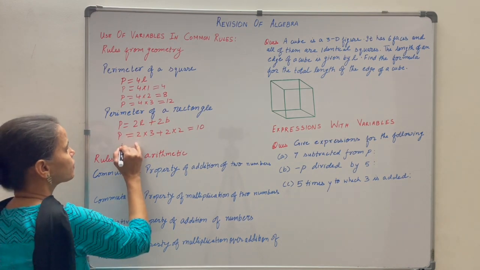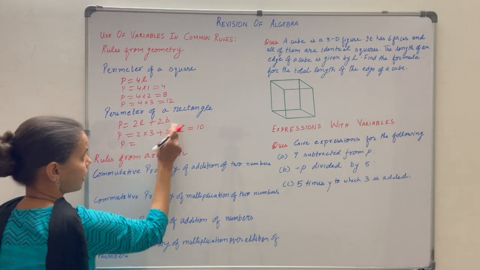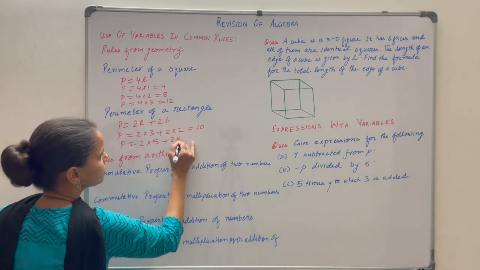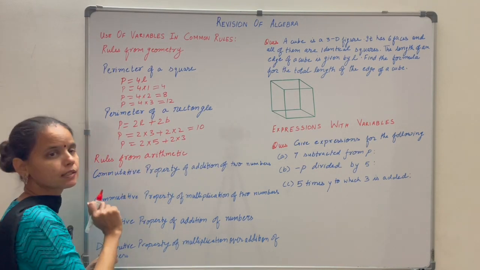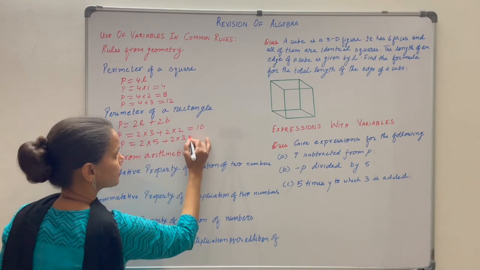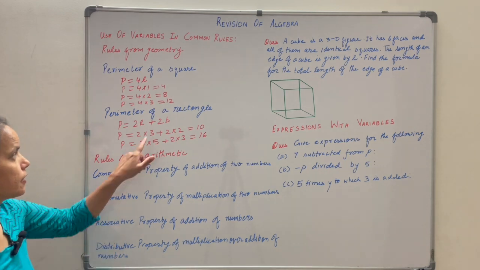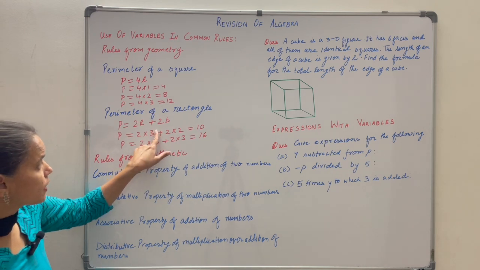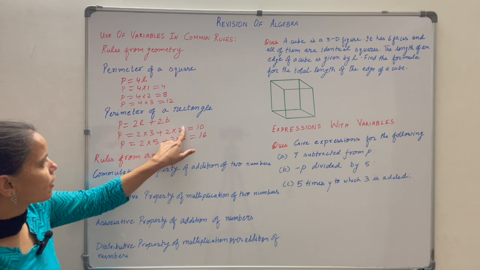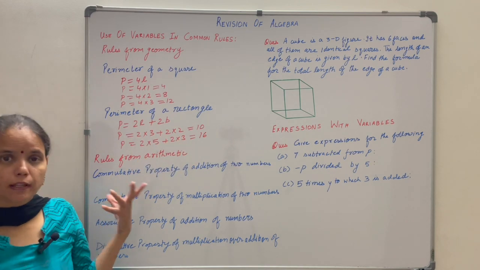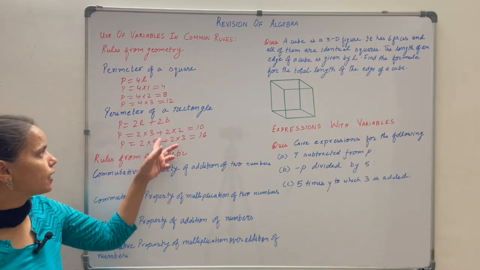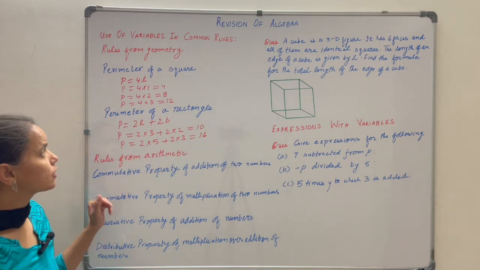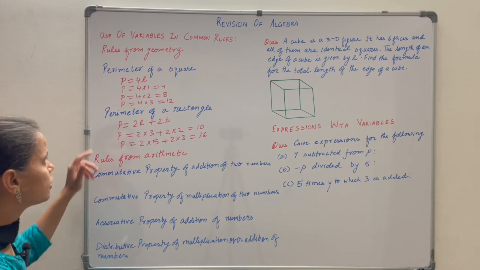Let us take one more value here. Perimeter of a rectangle whose length is, say, 5 and breadth is, say, 3. So 5 into 2 is 10. 10 plus 6 is 16. So you can see for the variable L, the length, I have taken the values 3 and 5, and for breadth I have taken the values 2 and 3. So the variable definition is that it can take up different values. Both L and B can take any value. Accordingly, the perimeter is calculated. So this is one more use of variable in geometry.